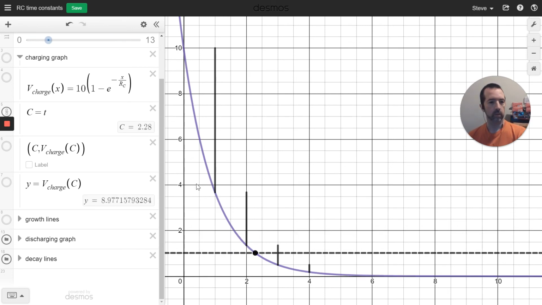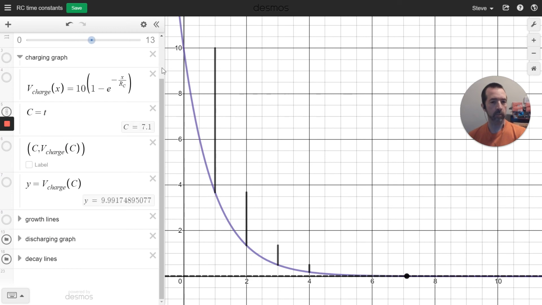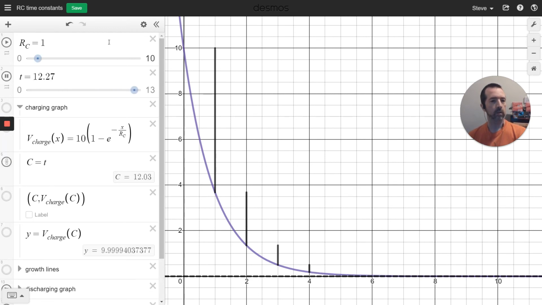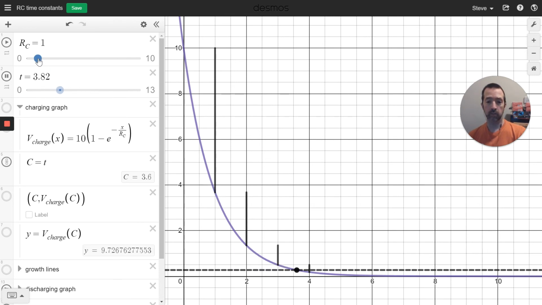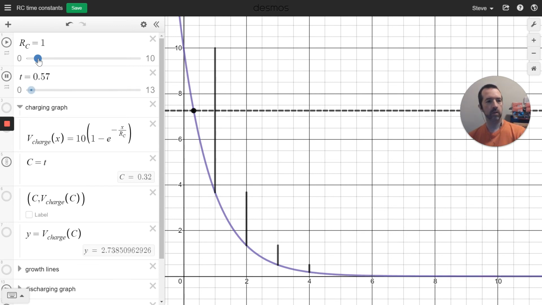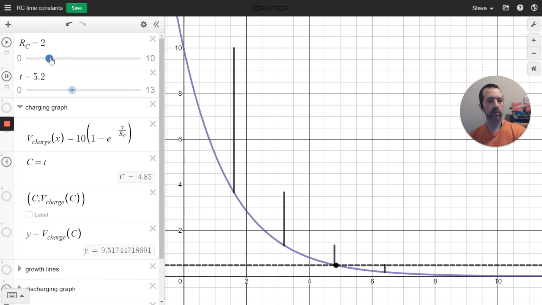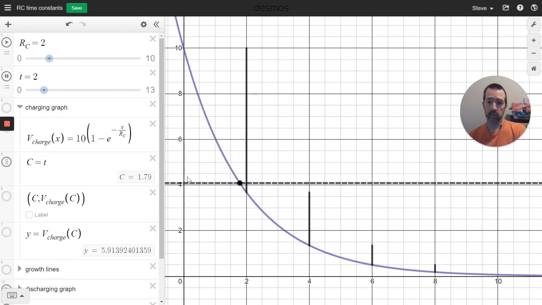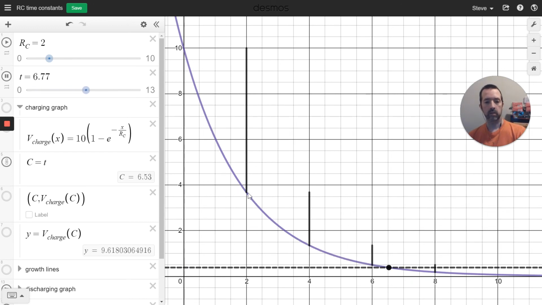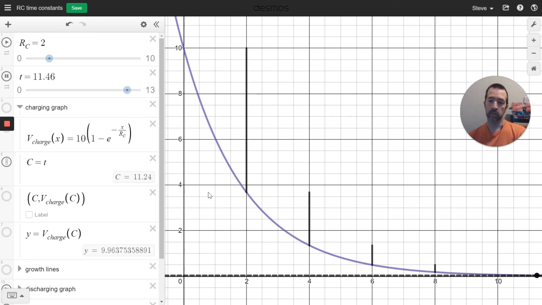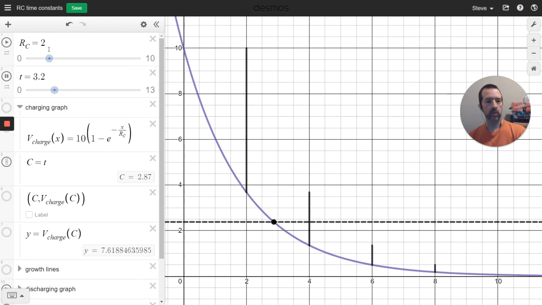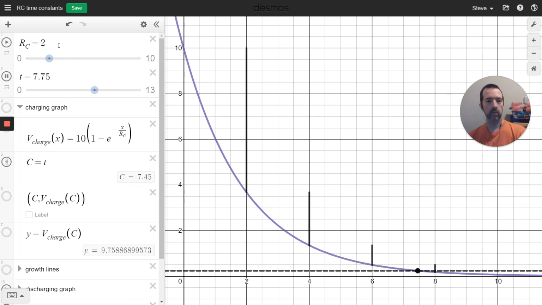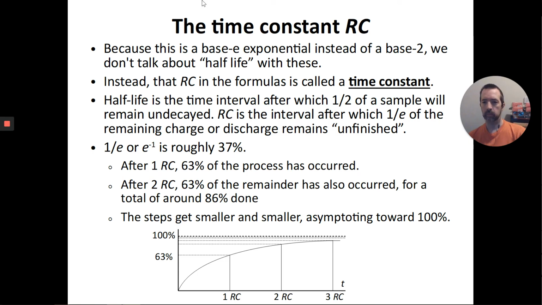All right. I can also adjust the time constant. Currently I have it set to a time constant of 1, so it takes 1 second for this percentage to change. But if I make the time constant longer, bump it up to 2, you can see that the whole process is now slower. It takes 2 seconds now to get to where I previously only needed 1 second. So the bigger the time constant gets, the slower the whole process is going to be. Okay, back to the slides.